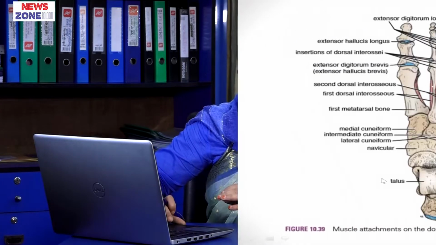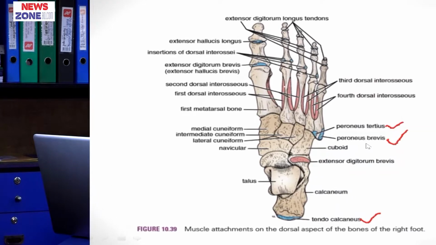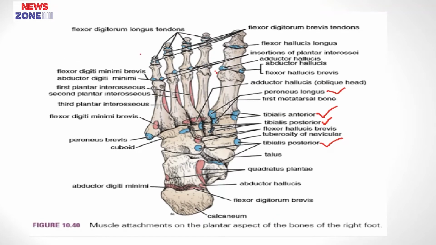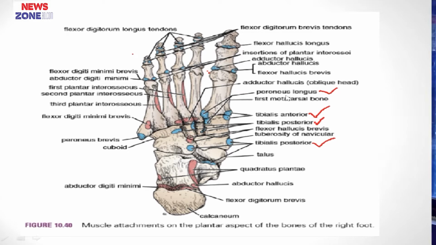In this figure, we can see the important attachments on the bones, such as peroneus tertius, peroneus brevis, tendocalcaneus. Here we can also see the tibialis anterior muscle, tibialis posterior muscle and peroneus longus also.